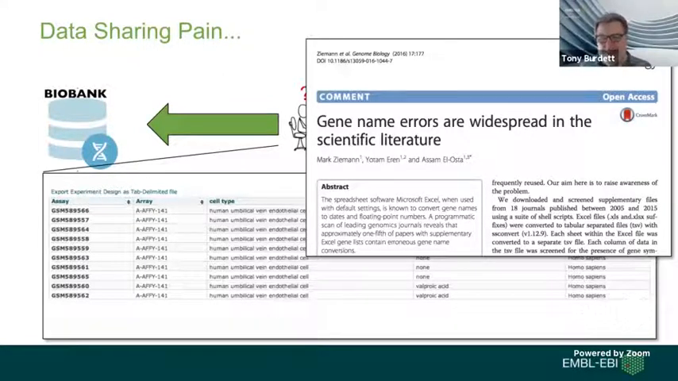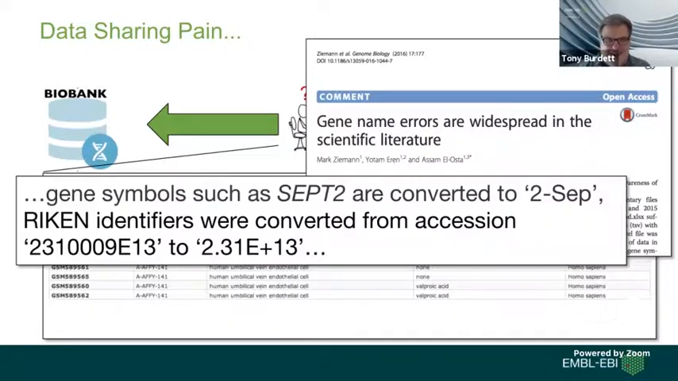You get gene name errors that are widespread in the scientific literature, and crazy things happen where gene symbols like Sep2 are converted to the 2nd of September, and they started renaming the gene symbols now to avoid these types of collisions because it's easier than changing people's behavior. It's a known phenomenon.